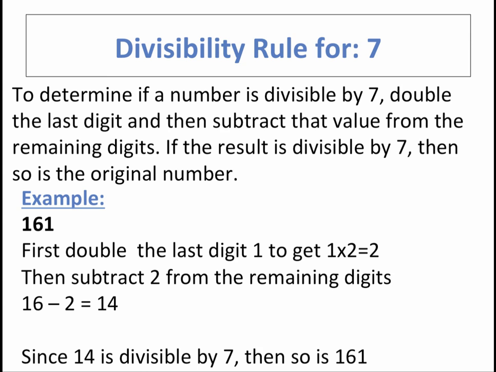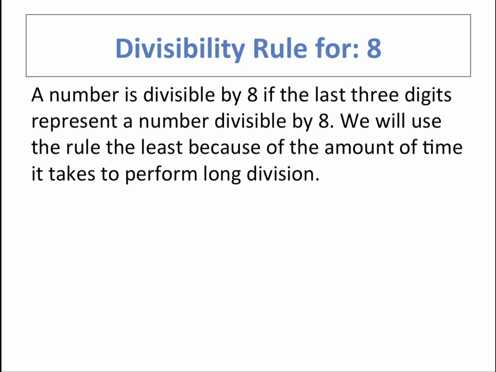If that result is a number that is divisible by 7, then so is the original number. So in this case, 161 is a number divisible by 7. So again, the process is you double the last digit and then subtract that from the remaining digits in the number. If the result is divisible by 7, then the original number is divisible by 7. Okay, we're more than halfway there.